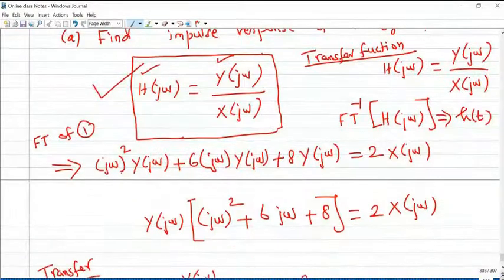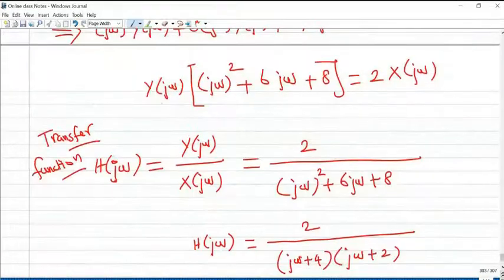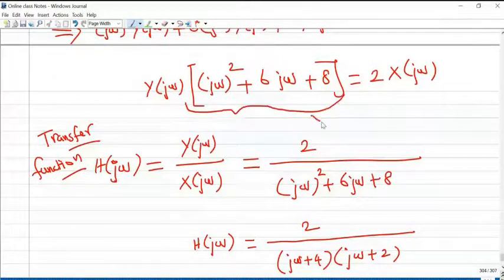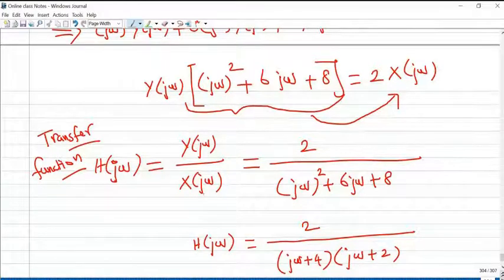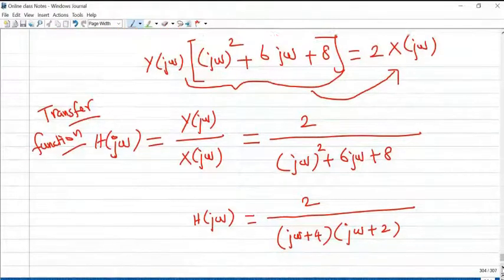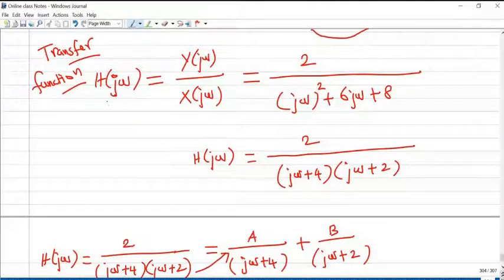Once you find the Fourier transform of the given differential equation, separate your Y of j omega term and X of j omega term. Now Y by X: Y of j omega divided by X of j omega. This term will go to the right side, and X of j omega will come to the left side. So Y by X is 2 divided by (j omega) square plus 6 j omega plus 8. We have to find the impulse response of the system, that means the inverse Fourier transform of H of j omega, which becomes h of t.